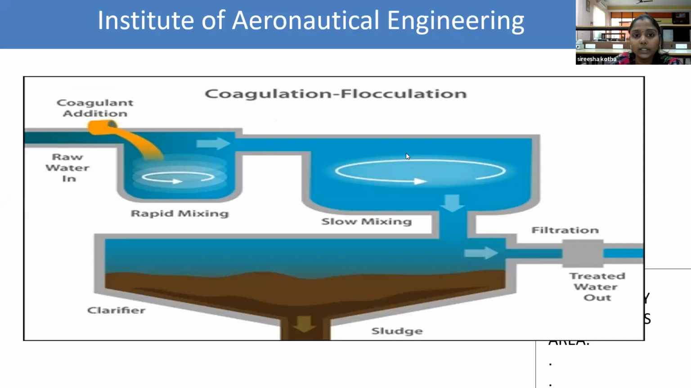Coagulation and flocculation: coagulant is added to the raw water, with rapid mixing, slow mixing, rapid mixing. So in the coagulation method there are two types: one is rapid mixing and the other is slow mixing. Rapid mixing means very fast, and slow mixing means slow only.